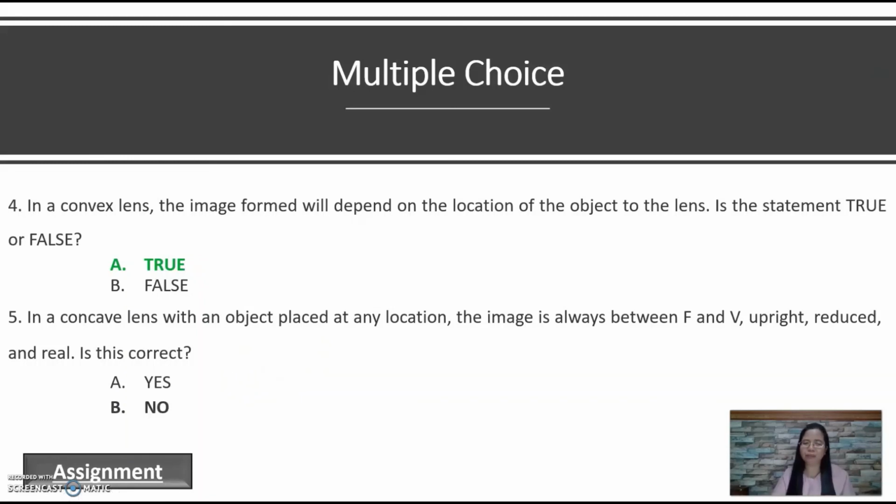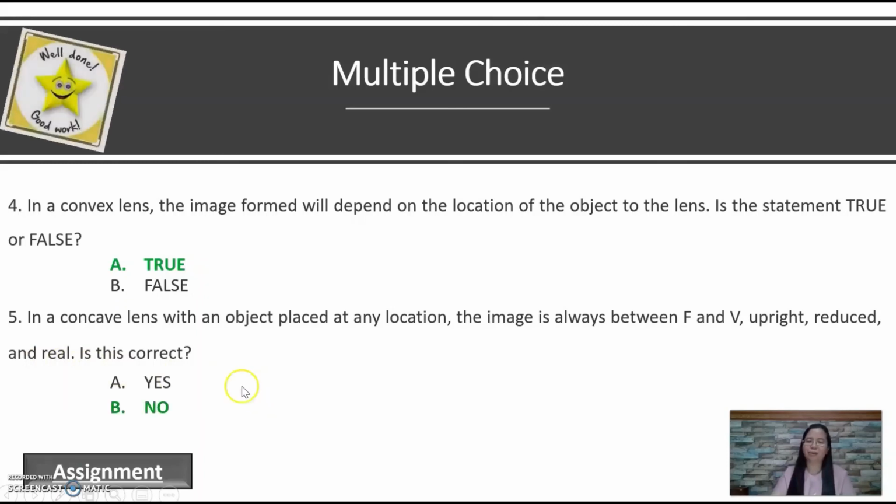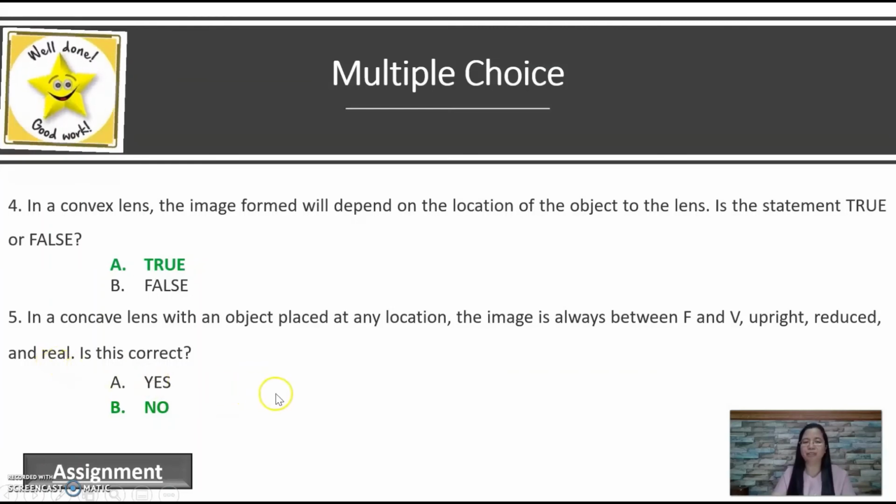Why no? Why do you think it's a no? It isn't correct. Okay, the word real here should be virtual. Very good. So the correct answer there is no. It should be virtual and not real. How many correct answers did you get? If you get 4 out of 5, then you passed the quiz. Well done.